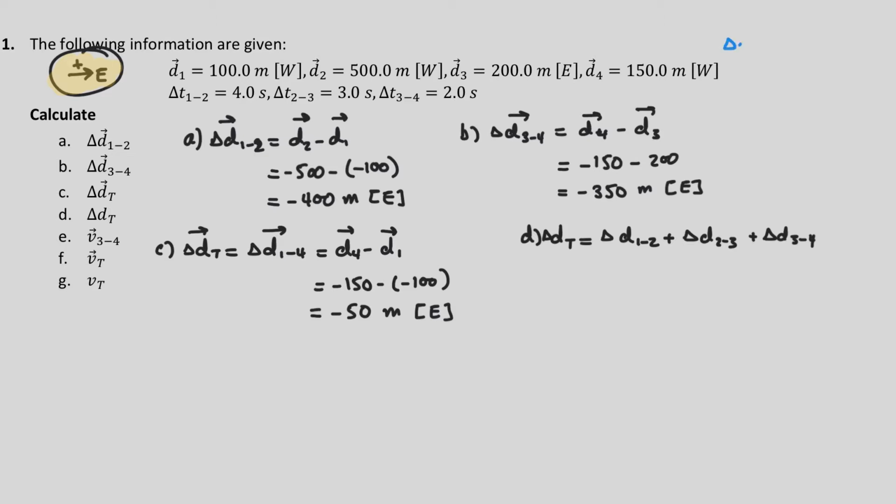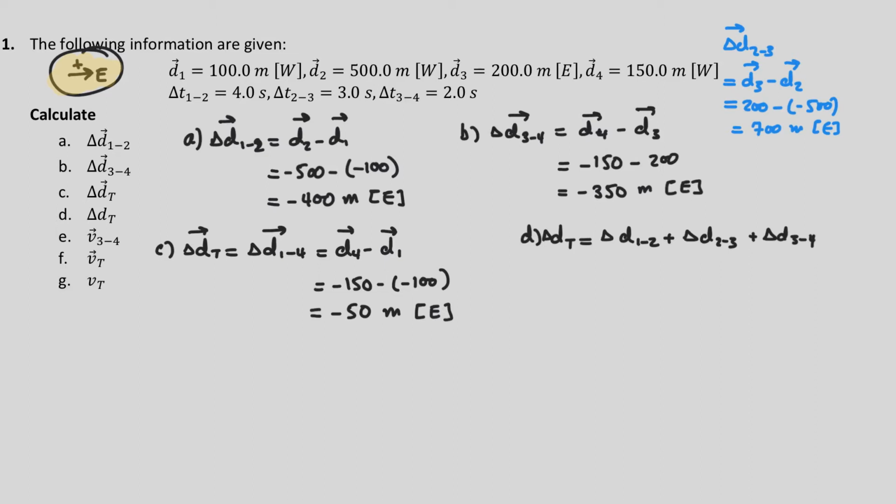We need the displacement from 2 to 3. I'll do the displacement and then calculate the distance right after. This is going to be position 3 minus position 2. Position 3 is 200 meters east, so positive, and position 2 is 500 meters west, so negative 500. That means that 700 meters was traveled in the east direction. So that's good. Now I have all my values that I can plug in.